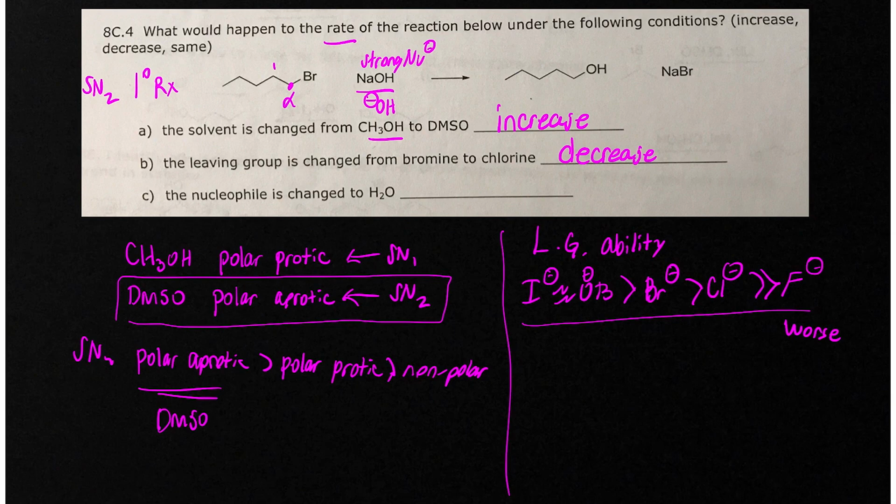And what if the nucleophile is changed to neutral water? Remember, for SN2 reactions, the rate does indeed depend on the concentration of the nucleophile and the nature of it. For SN2, a negative nucleophile is going to be better than a neutral nucleophile. So in this specific example, hydroxide is going to be better reacting than water, neutral water. So if we switch to neutral water, it would be worse. It would slow down the rate, so we would write decrease here in the line.